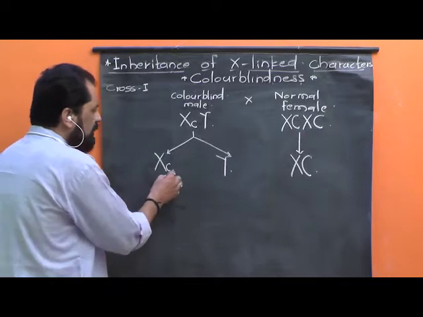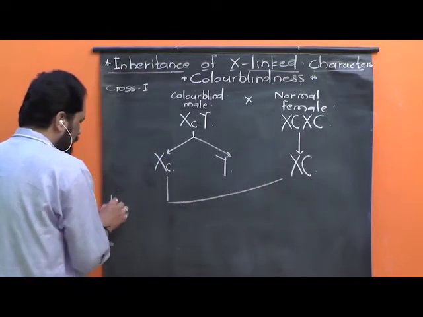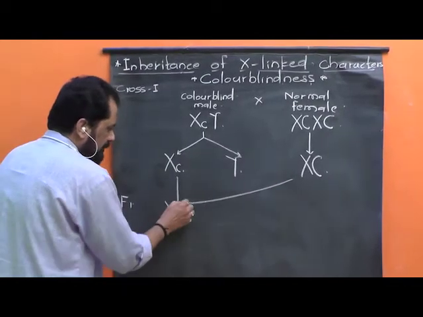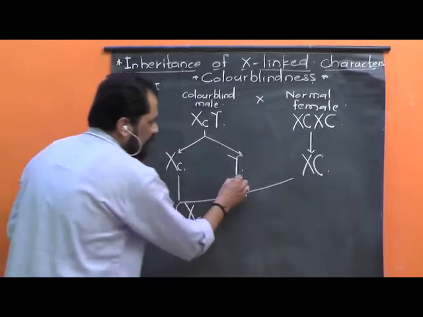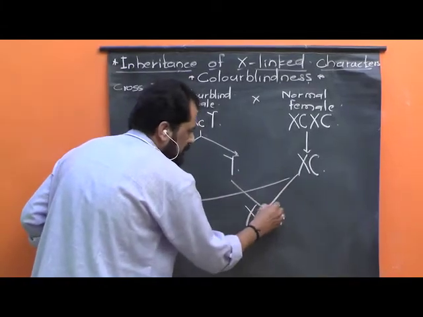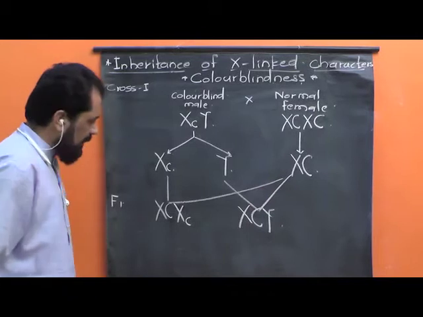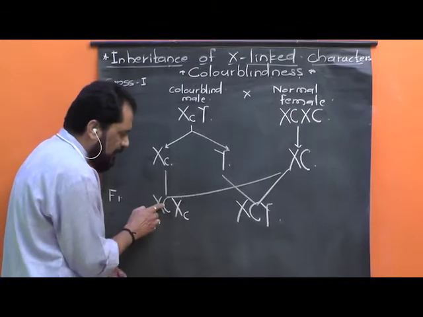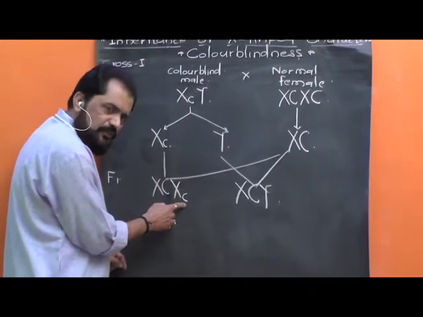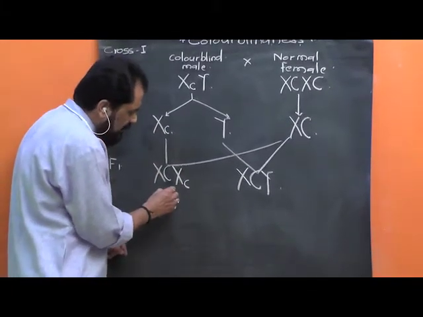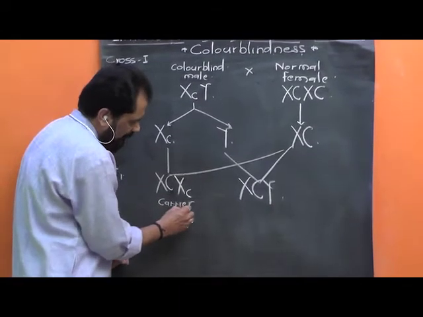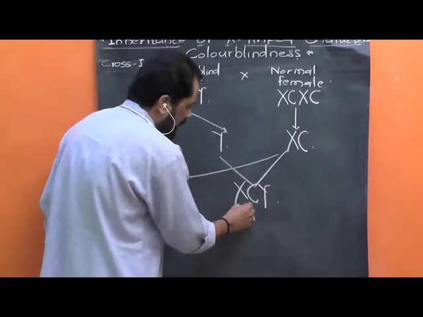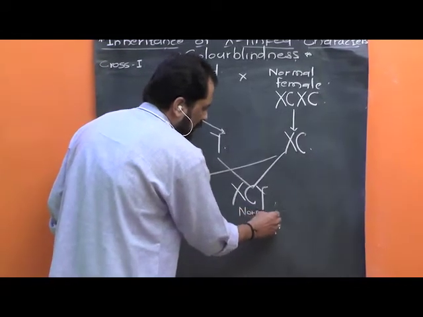Now, after fertilization, the F1 individual produced are like this: X capital C X small c, X capital C Y. Now here you can say, here is a female, here is a male. Now this female is having one dominant gene and one recessive gene. So such female is known as the carrier female. And the male individual has a dominant gene, therefore such male is called normal male.